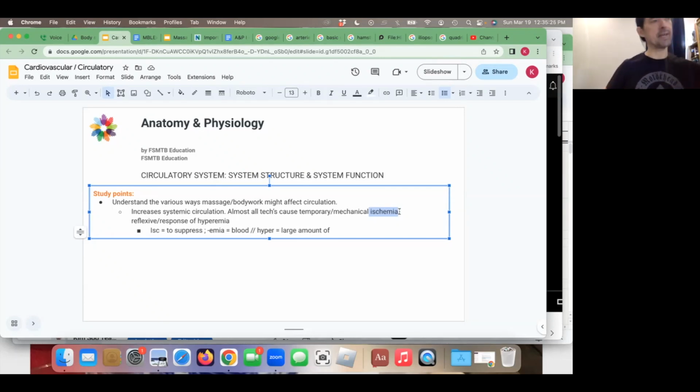Hyperemia happens after ischemia. So you press and that causes ischemia. You let go, the blood flow opens, the circulation opens, and as a result, there's hyperemia. A large amount of blood floods in. Just like if you stepped on a garden hose, the water slows down, and then if you take your foot off, the water comes through with greater force, greater volume than if it had been allowed to flow normally.